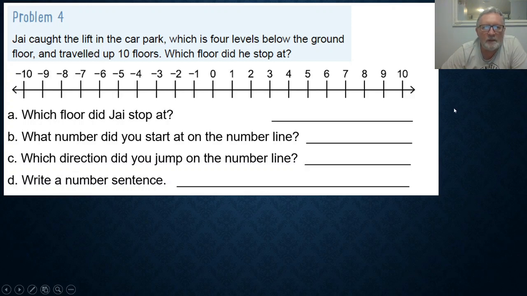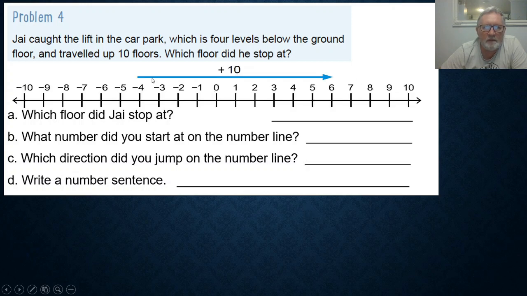Okay, let's see how you went. So don't forget, we're going to start 4 floors below the ground and travel up 10 floors, which means the number will increase, so we should be moving to the right. All right, starting here, moving 10 floors to the right. What floor did he stop at? Well, this shows us that he stopped at floor 6.